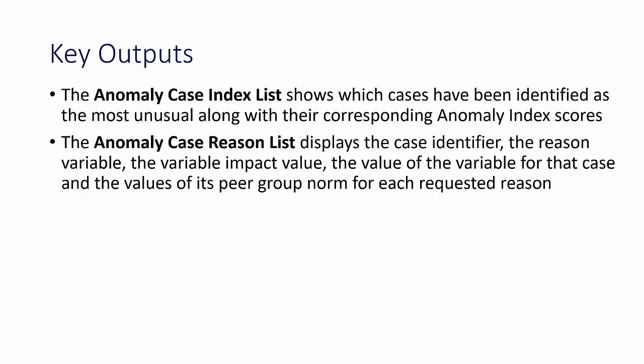You'll also see the anomaly case reason list. This displays the case identifier and the reason variable, the variable which is driving that anomaly score, along with the variable's impact value, the value of the variable for that case, and for comparison purposes, the value of its peer group norm for each of the requested reasons.